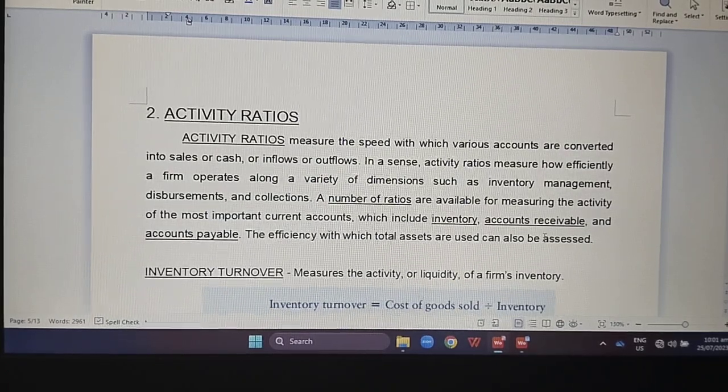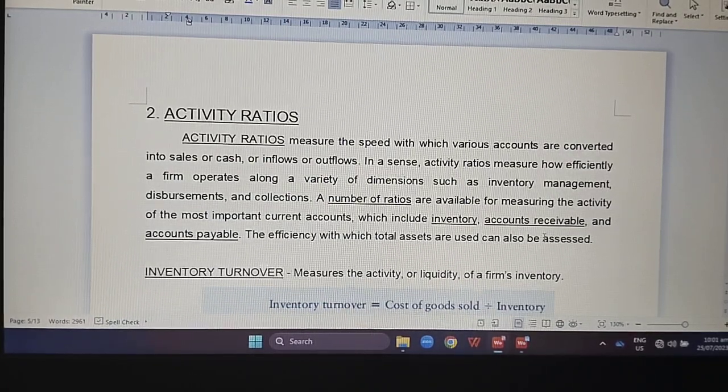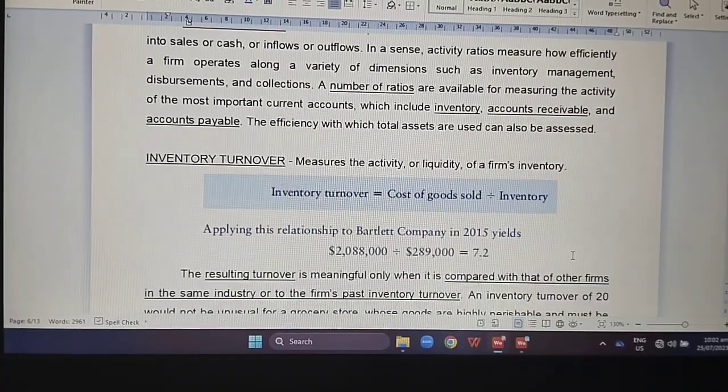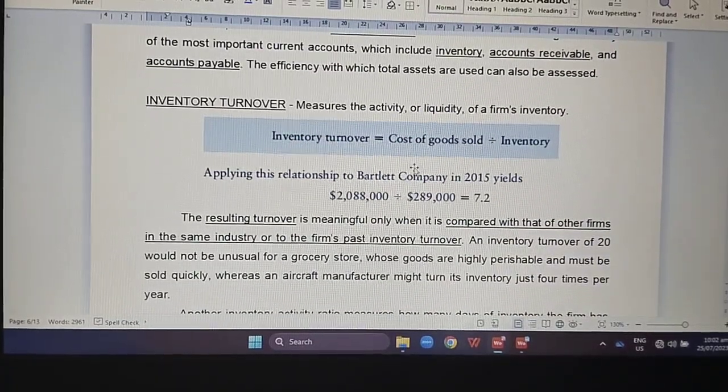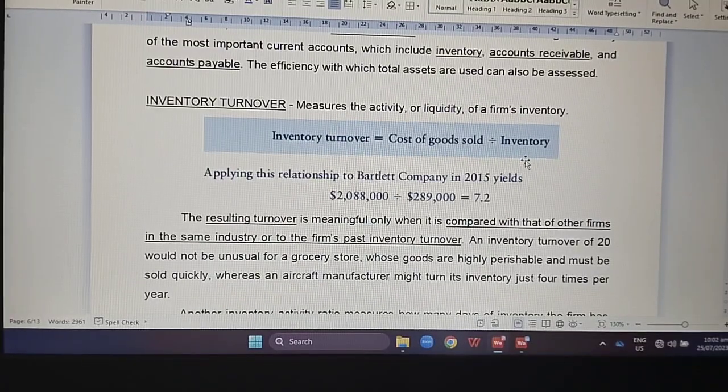Una, inventory turnover. Measures the activity or liquidity of a firm's inventory. So tulad dito, cost of goods sold divided by inventory. So it's 7.2. The resulting turnover is meaningful only when it is compared with that of other firms in the same industry, okay, or to the firm's past inventory turnover. An inventory turnover of 20 would not be unusual for a grocery store whose goods are highly perishable and must be sold quickly. Ano ibig sabihin nun? Perishable na tapos nabenta in 20 days.